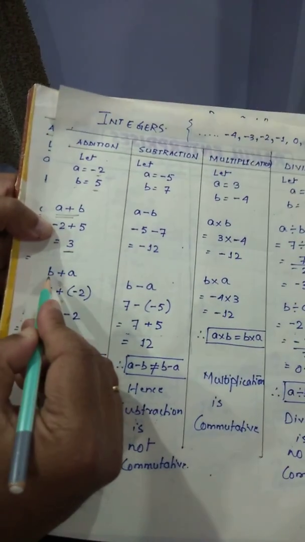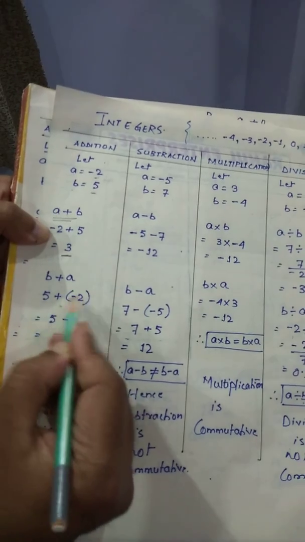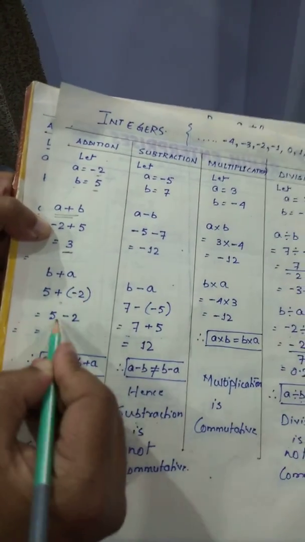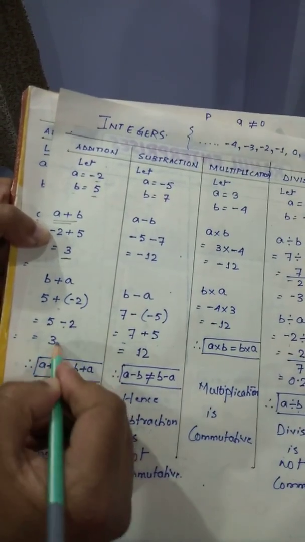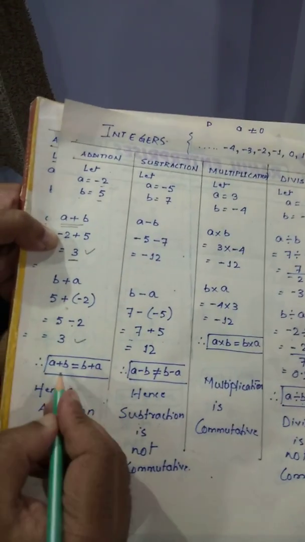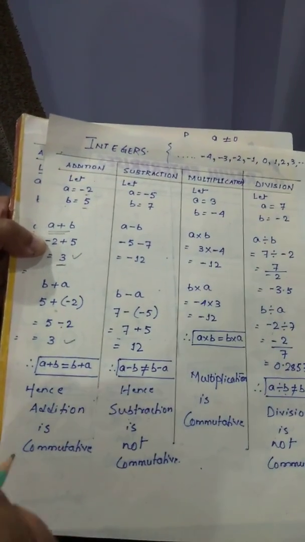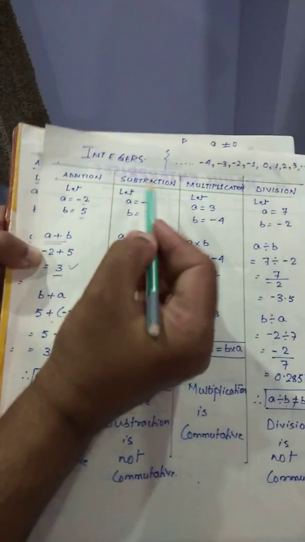Let's change the order, b plus a. So we will write 5 plus, in brackets, minus 2. So plus minus will become minus. So 5 minus 2 is 3. So you see in both the cases we are getting the same answer. So we'll write a plus b is equal to b plus a. So addition is commutative for integers.